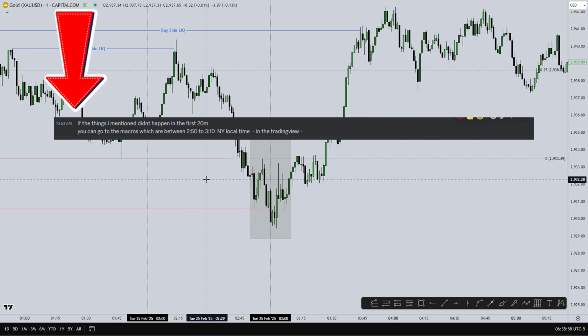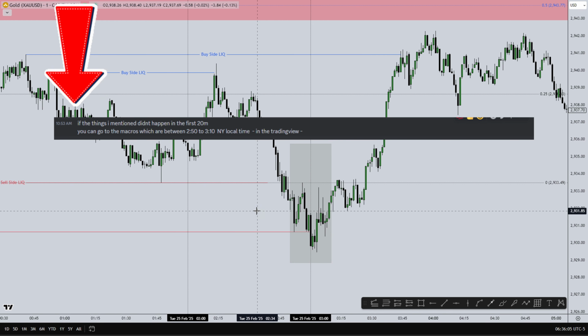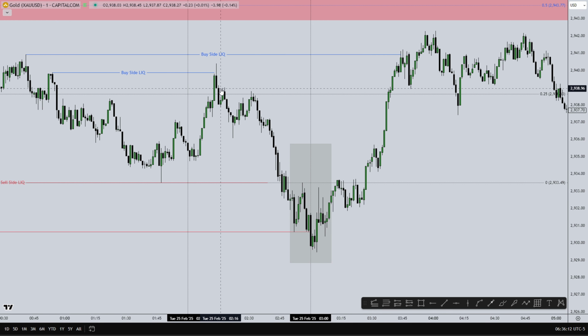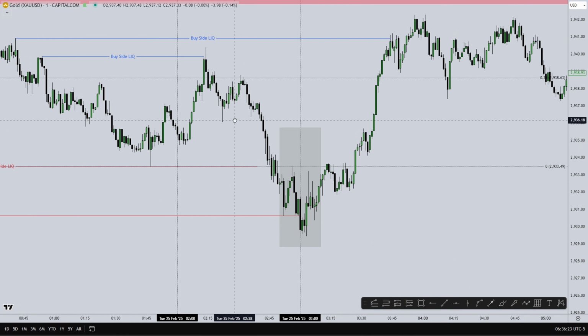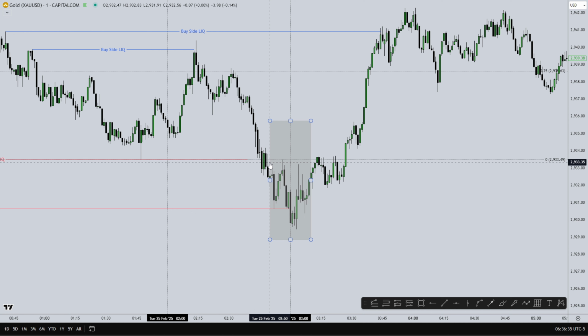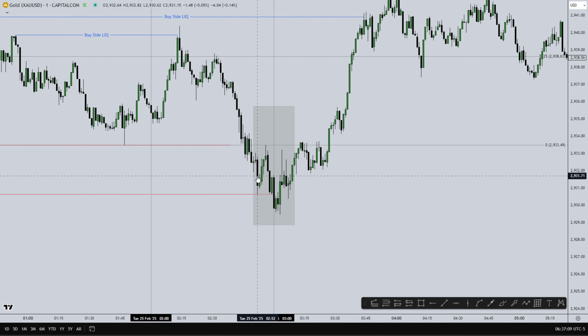And this is why I mentioned in my Discord group that if the setup hasn't played out within the first 20 minutes of the market, and I was expecting a setup to form within the first 20 minutes, we need to wait for the macro timing, which is between 2:50 until 3:10. And that's exactly what we saw. At 3 a.m., the market took the sell side liquidity, but it didn't just tap into it. It traded inside it. And this is what you need to see in the market.